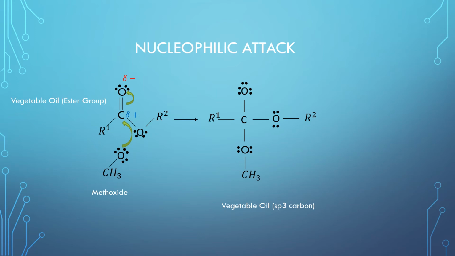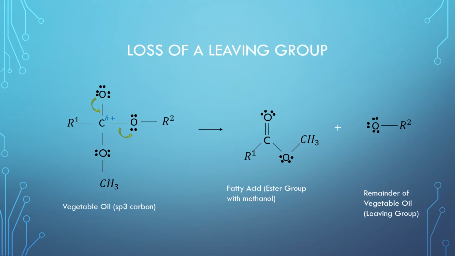Therefore, our methoxide nucleophile, which we formed in the previous step, can form a bond with the partially positive carbon. Since carbon can only maintain 4 bonds, the pi electrons shared between the carbon and oxygen move on to oxygen and give. The next step is loss of a leaving group.